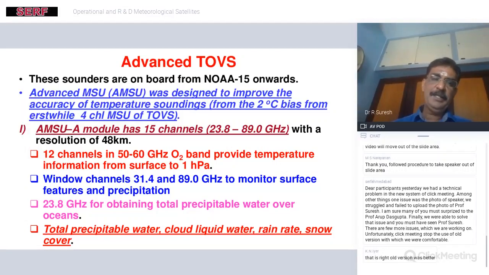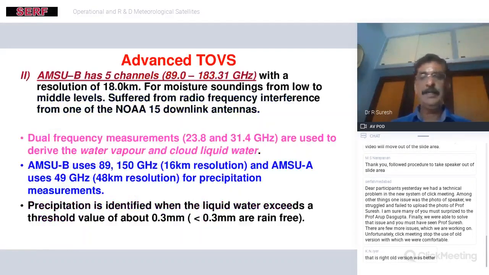In addition to the temperature profile, dew point, and geopotential height estimation from the ATOVS, we used to derive or infer, using our dynamic meteorological concepts and thermodynamics, the total precipitable water, liquid water content, rain rate, and snowfall.